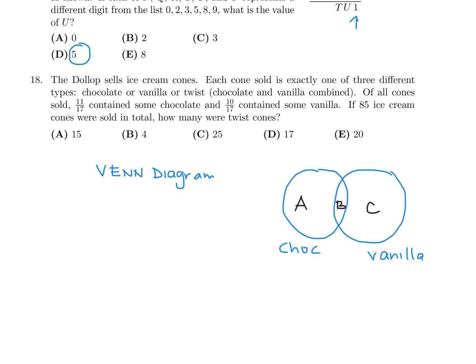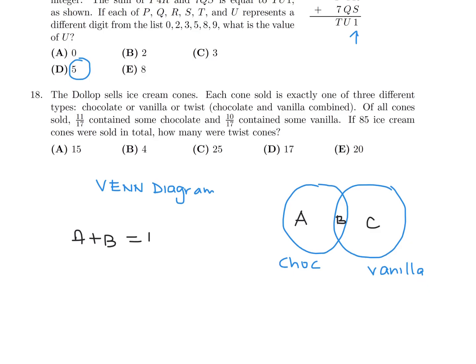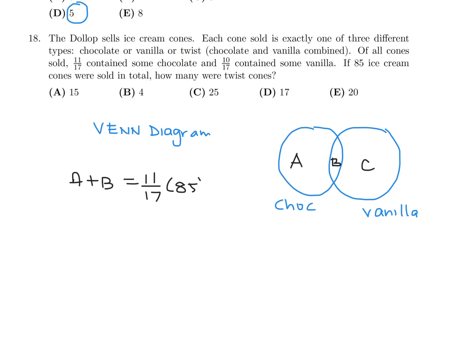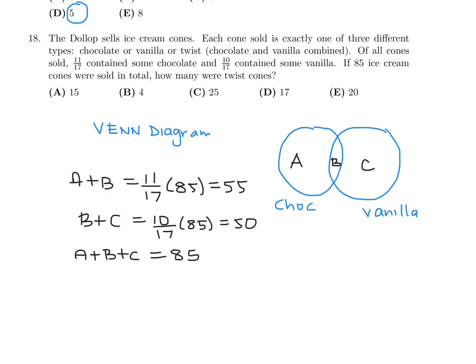So according to the question, A plus B, which is the chocolate, is 11 over 17 of the total, which is 85. So that is 55. Got it? And then also according to the question, B plus C is 10 over 17 times 85, which is 50. And then the total, all of the cones, is 85. So that should be fairly simple to solve.